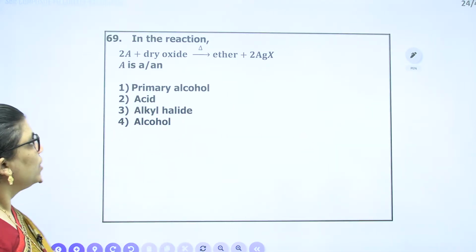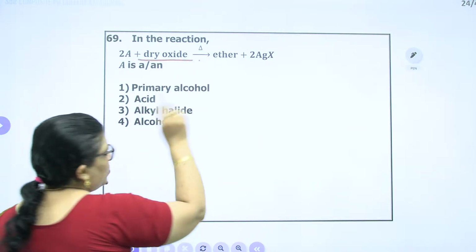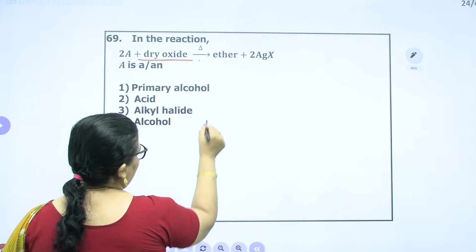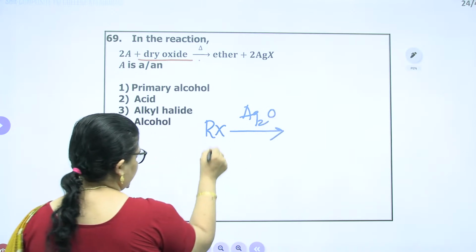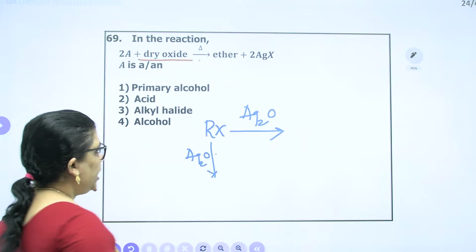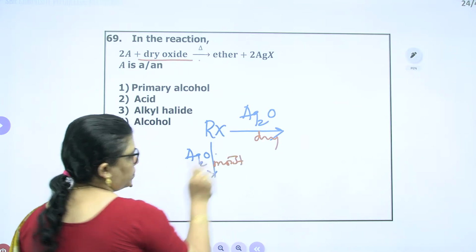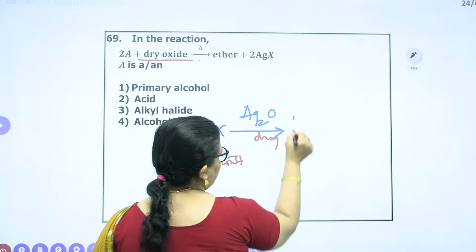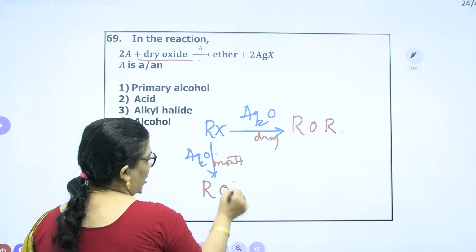Question 69. In the reaction, 2 alkyl halide plus dry Ag2O will produce ether. Dry oxide, they said. Both are Ag2O. In one case it is dry, in one case it is moist. If alkyl halide reacts with dry Ag2O, we'll get ether. If it is moist, we'll get alcohol.